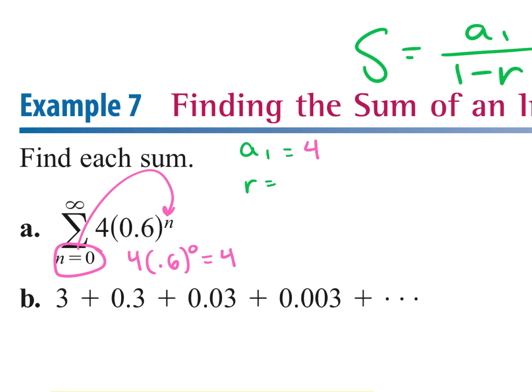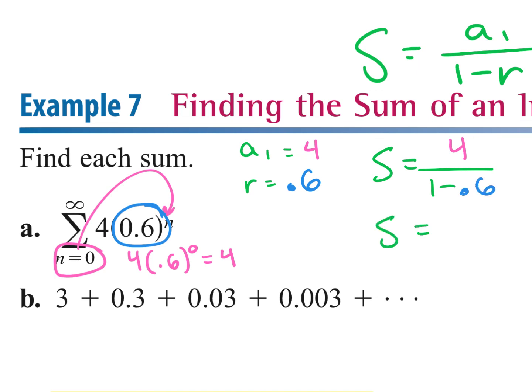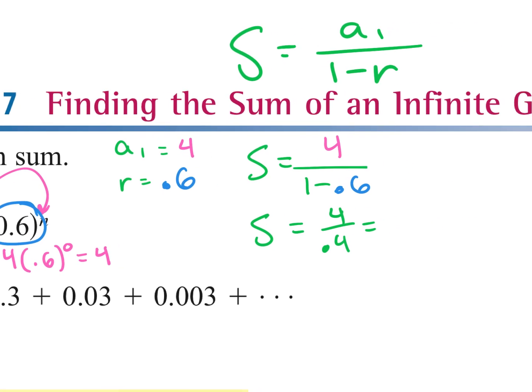What's our ratio? 0.6. So let's plug those in. Our sum is equal to a sub 1 over 1 minus 0.6. Because it ends up being 4 divided by 0.4, which is 10.